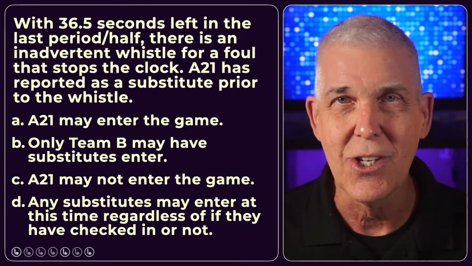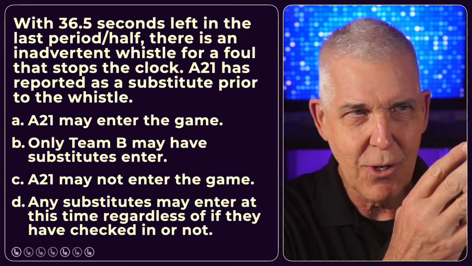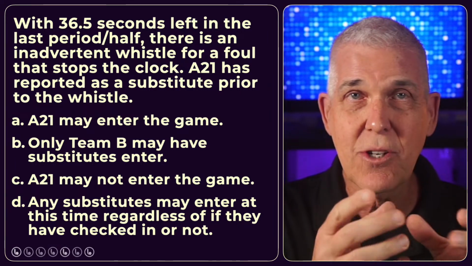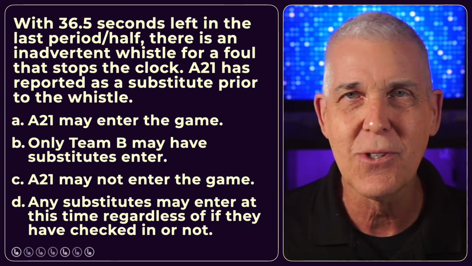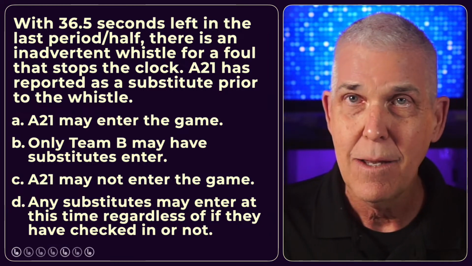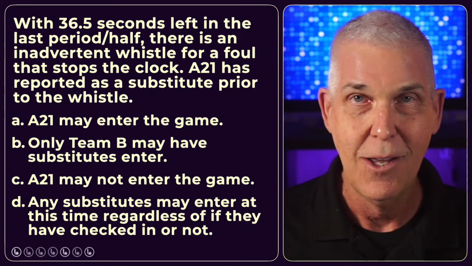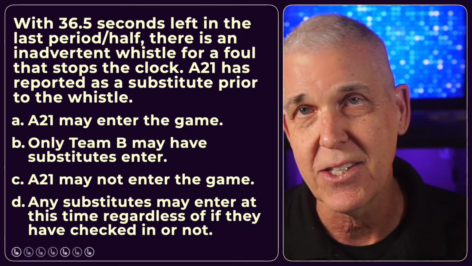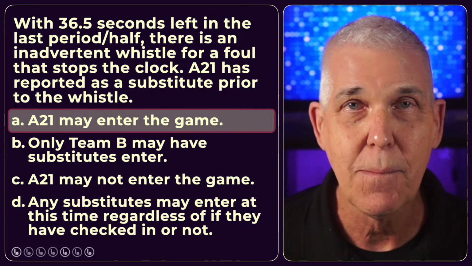So why do we have this question? Like we talked about previously, the CBOA likes to take rules from other rule sets, like NCAA women. In this situation, they may have restrictions on players entering due to an inadvertent whistle. But in high school, it's super simple. The ball is dead. Who can substitute? Players who have reported? Yes. Players who then subsequently go to report? Yes. There's no restriction. When the ball is dead, both teams can substitute liberally. So our correct answer here would be A21 may enter the game.